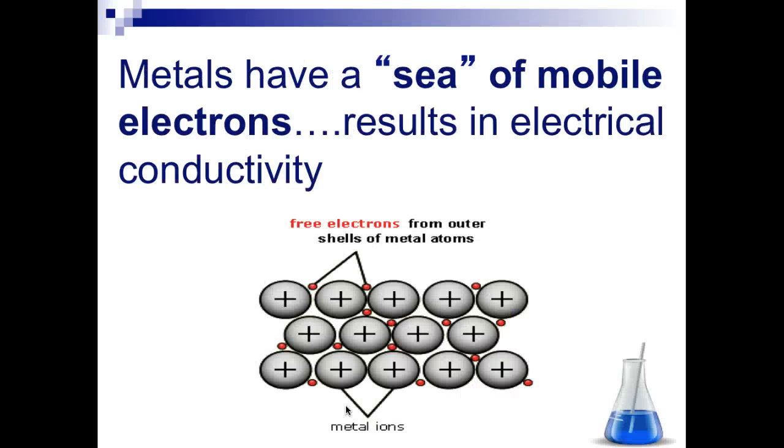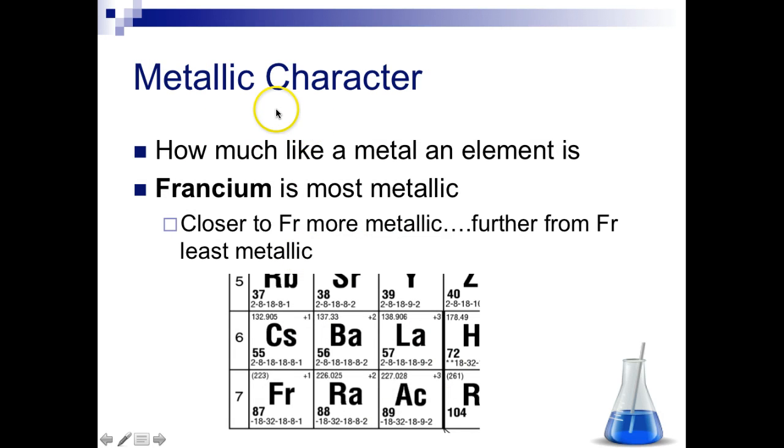Then when we look at metals on the atomic level, they have what we call the sea of mobile electrons. And this is how they can conduct electricity. So in this picture, we have all of these positive cations that are all metal atoms. And these little red dots are all of our free-moving electrons. Since the electrons can move freely throughout these positively charged metal ions, they can conduct electricity, and the electricity can flow very easily through anything that is metallic. So let's talk about metallic character.